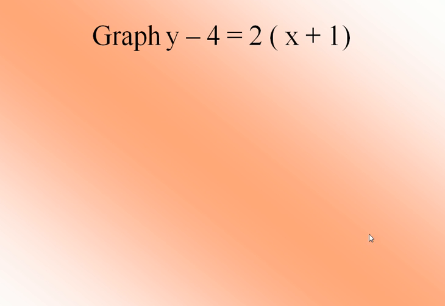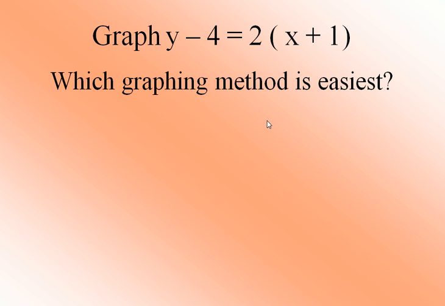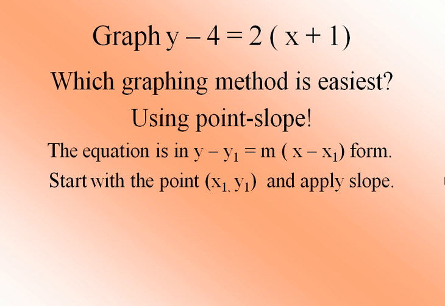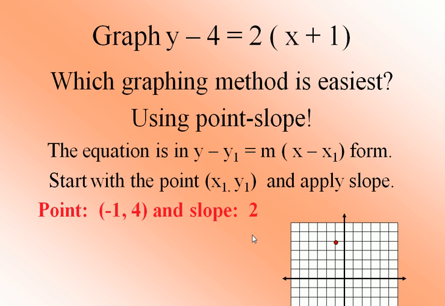Our third way is when they are in point-slope form. So which graphing method is easiest? We're going to go with point-slope. So we're going to plot the point, which is this x and this y. And so our point is negative 1, 4, and apply the slope. So plot the point, and from this point, apply the slope, up 2 over 1.